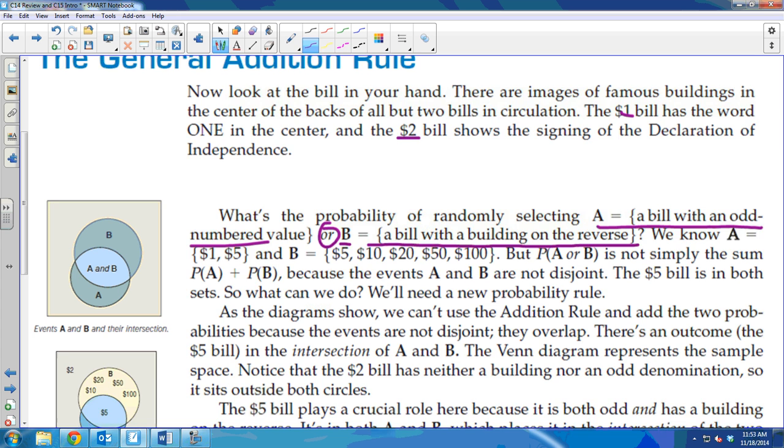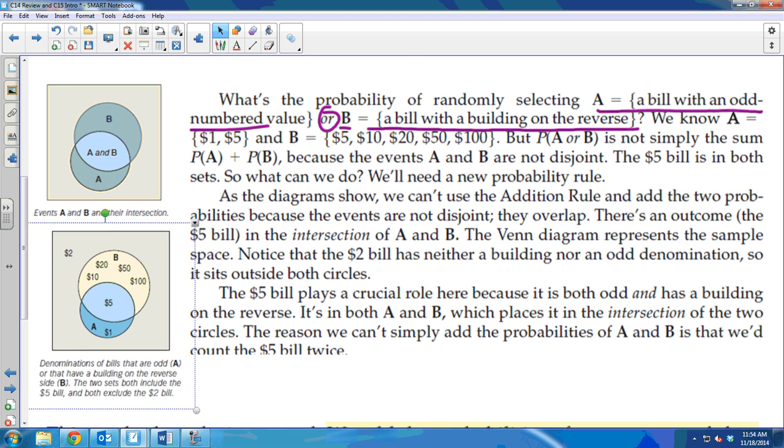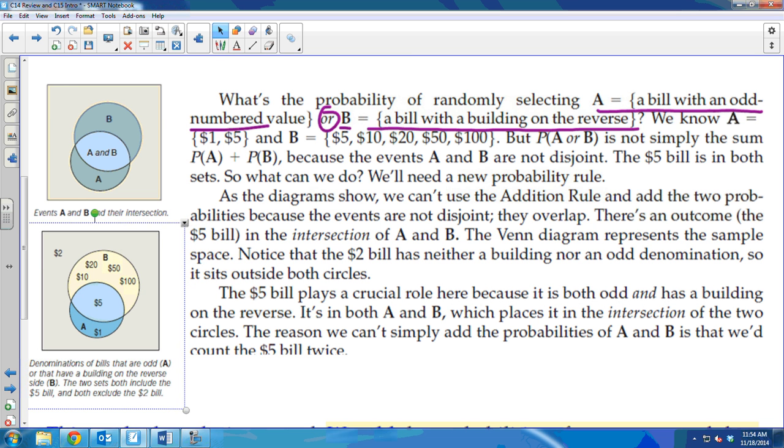So we've got these really pretty Venn diagrams. The top one has the probability of A and B and the intersection. And the second one has this exact question about the monetary values and buildings and such. Notice the $2 bill is out here. What does that mean?